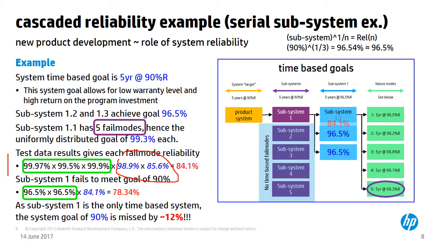When it's all calculated, 84.1% would be the cascade effect of these serial fail modes. So for your subsystem 1, there are 3 values: 96.5, 96.5 because they achieve the desired goal level, and 1 at 84.1. When you calculate the final reliability of the subsystems, it comes out at 78%. Subsystem 1 is the only time-based system in this case, and it misses the goal by 12%.